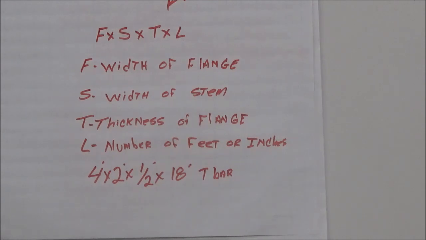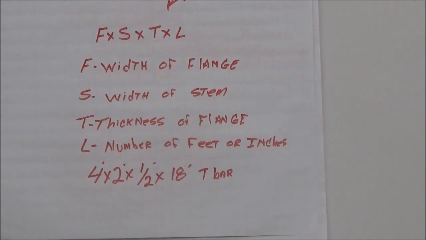F is the width of the flange, and that's going to be expressed in inches. So that's going to be like a 6-inch flange. We're going to write 6, and then we're going to have the width of the stem. Now, I like to call that like the height of the stem or something, but they call it the width of the stem, and that's what we're going to call it here too.